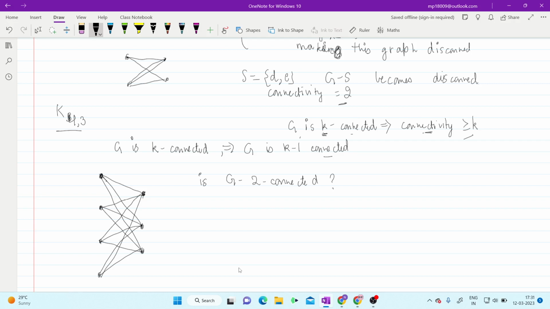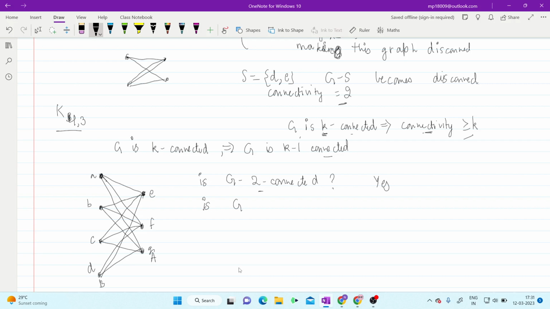So you see, G is 2-connected, yes, because for checking 2-connectedness we have to see that if we are removing just one vertex, this graph should remain connected. So if we remove one vertex, then there will be some sets, and this is a complete bipartite graph, so every vertex in B is connected to every vertex in A. So if we are removing just one vertex, this graph remains connected. Therefore, we see that this G is 2-connected.